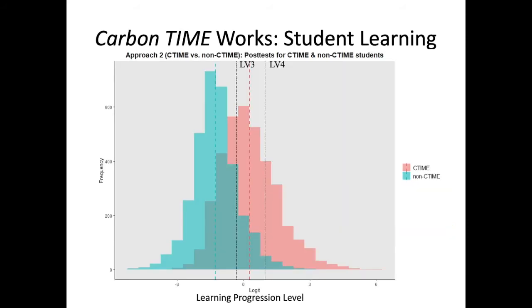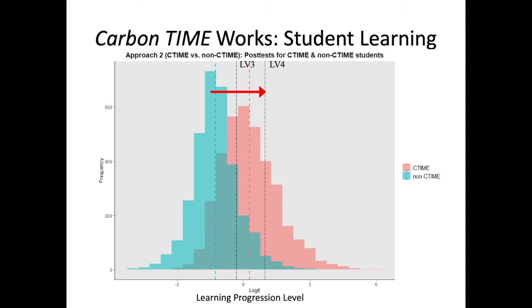This graph provides evidence that CarbonTIME works. It shows us student results on CarbonTIME post-tests, which have three-dimensional assessment items similar to those in the New Science MSTEP. The blue bars show post-test results for classrooms not using CarbonTIME units and professional development. In these classrooms, after a year of biology, students have a Level 2 understanding.